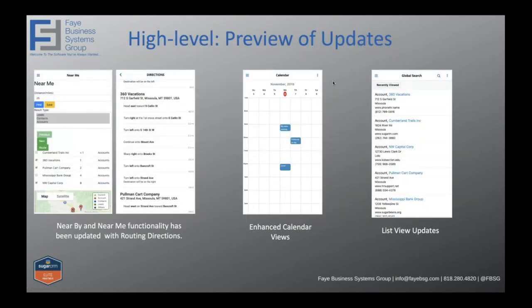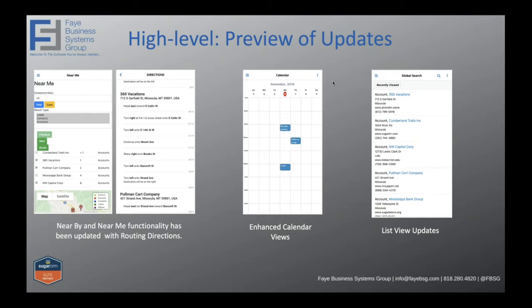So just a high-level preview of some of the updates that we've added. The calendar, mostly around the user interface, has been updated. So it's a lot easier to see your calendar and update and schedule meetings and calls and things like that directly through the calendar section of Sugar. We've added list view updates that pull in more information than just the link to the account. So when you're looking in your recently viewed or your list of accounts, you'll now see more information, and you'll see things like the city that they're in. So you'll know, even without mapping, maybe which account you want to go to.